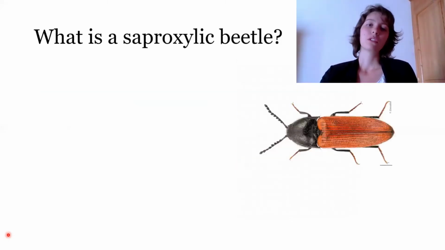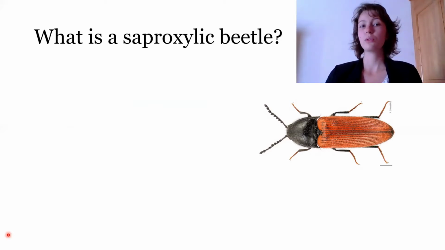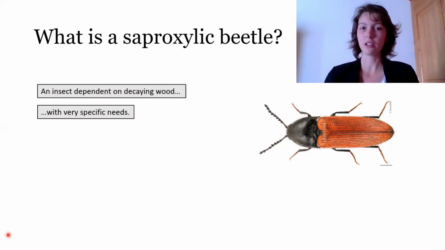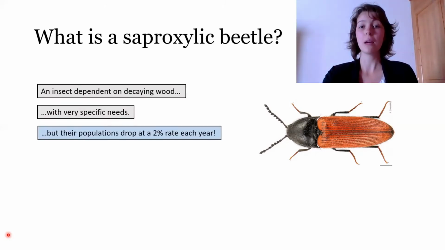The second important concept is the one of saproxylic beetles. The term is used to describe a group of insects which are dependent on decaying wood for at least a period in their lifetimes. Many of them have, due to the evolution, very specific needs, and that makes them rare. In addition to this rarity, their populations collapse at a 2% rate each year, which is a dramatic drop.